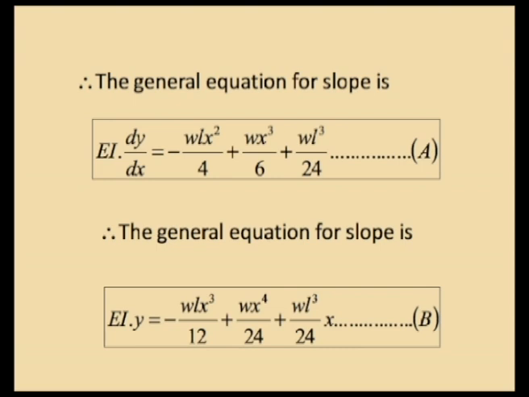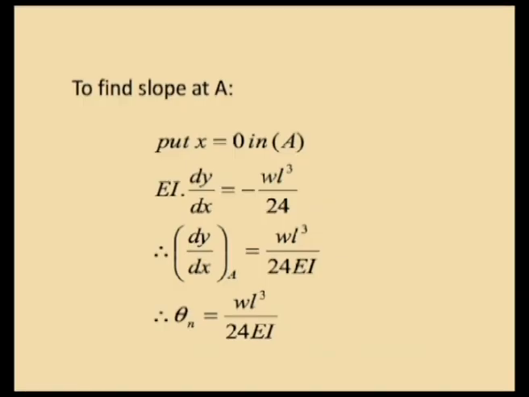Now, if we want the slope at the supports, what do we need to do? Similarly, if we want the deflection or maximum deflection, what do we need to do? That is what we have to see. If I am interested in finding the slope at A, at point A x equal to 0. So, substituting x equal to 0 in the general equation for slope, we get E I dy by dx equal to W L cube by 24.